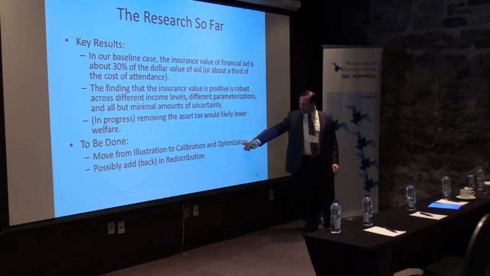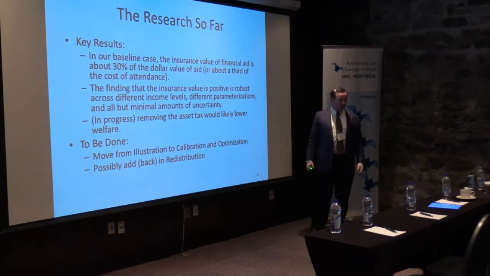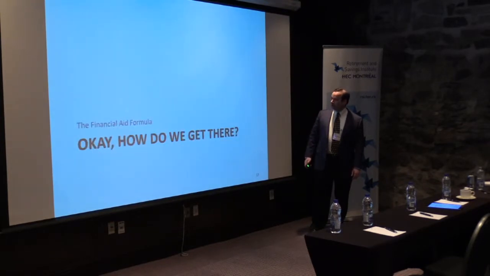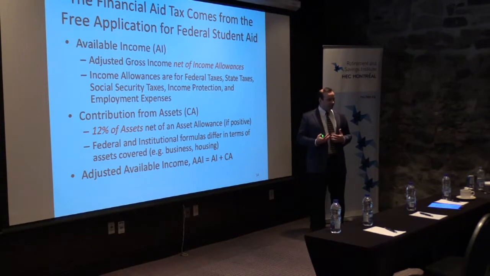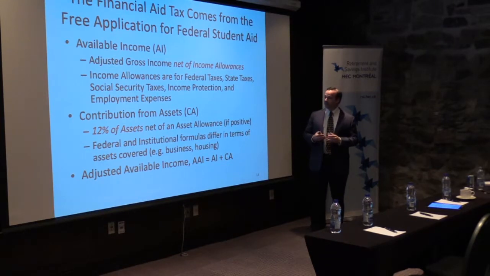But there is an interesting optimization problem. So what do you learn about the optimal way to construct financial aid in this way? Okay, so how do we get there? I should tell you a little bit about this formula. The formula has two main inputs. The first input is related to income. It is called your available income.